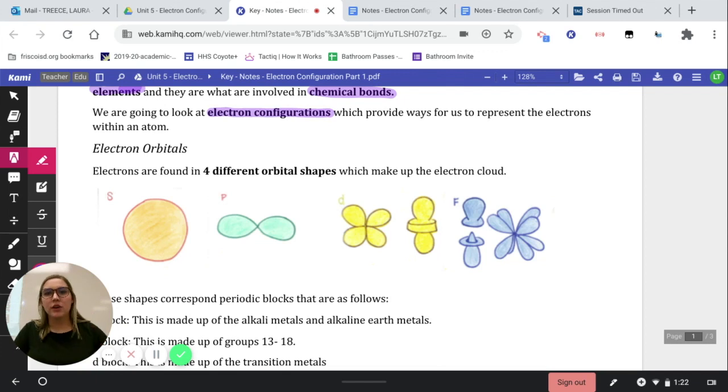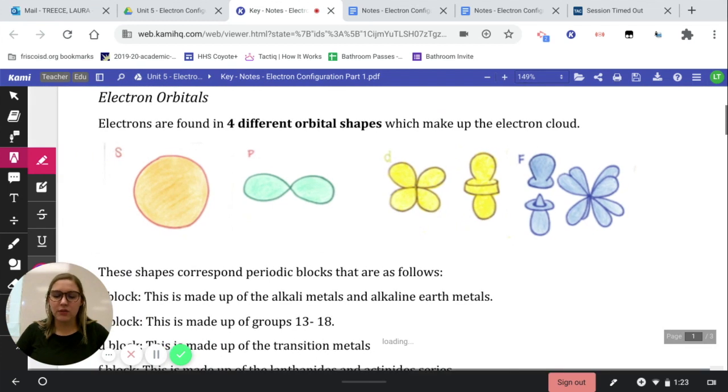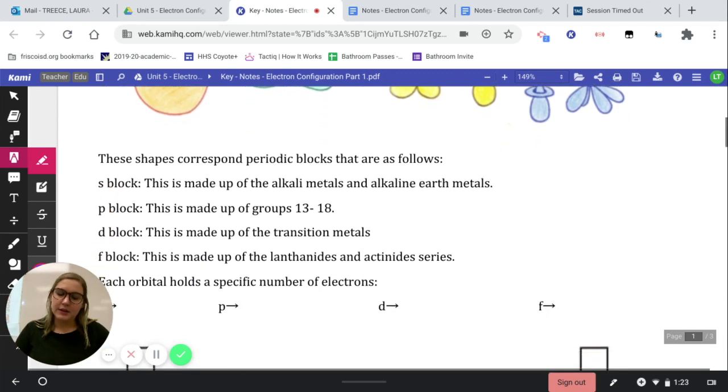Our electron configurations are in 4 different orbitals: S, P, D, and F. And these make up our electron cloud. You can see these are the different shapes of the orbitals. S is a sphere. P kind of looks like a peanut. D looks like a daisy. And then F is real funky, real weird. Those are the different shapes. It's just the area in which the electrons are most likely to be found.